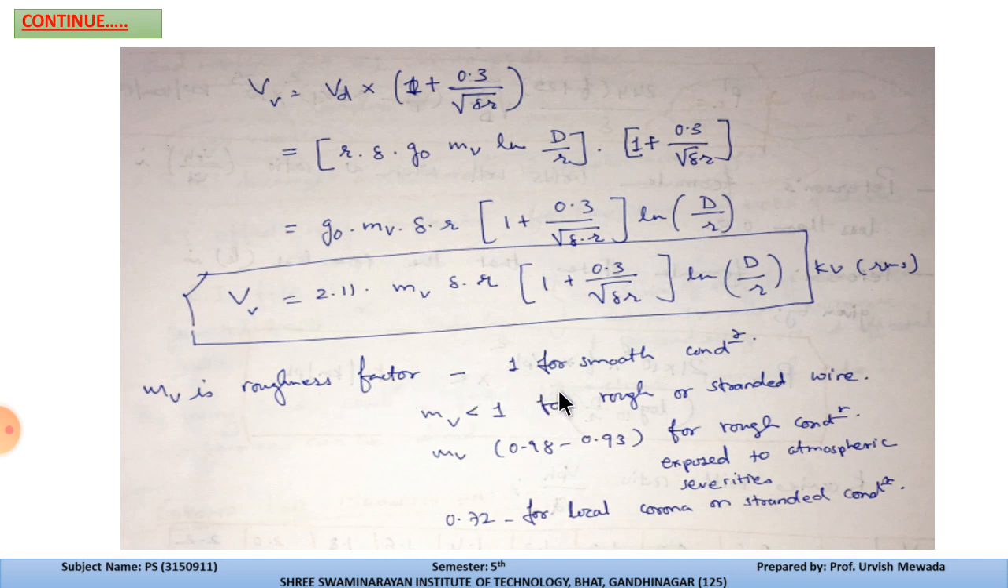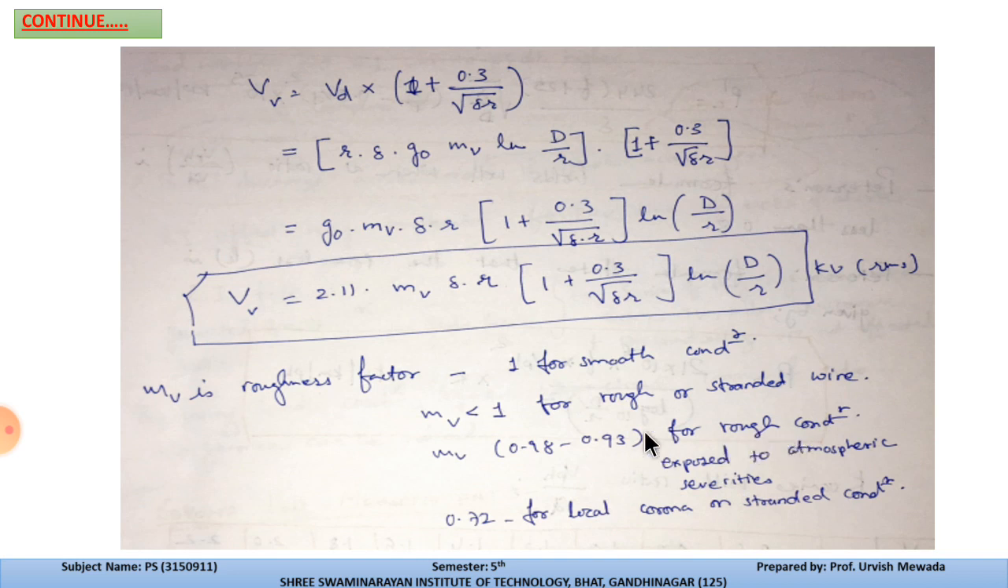The roughness factor is 1 for a smooth conductor. If we use a smooth conductor, take MV equal to 1. MV is less than 1 for rough or stranded wire, meaning if we use a number of wires and the surface is also rough, take MV less than 1. MV is 0.98 to 0.93 for rough conductors exposed to atmospheric severities, meaning snow, rain and similar conditions. For those, take MV between 0.98 and 0.93.